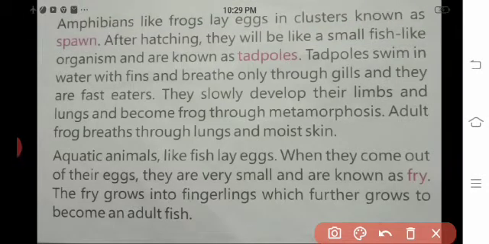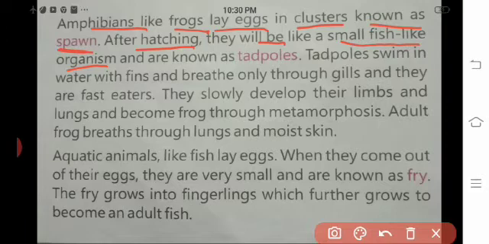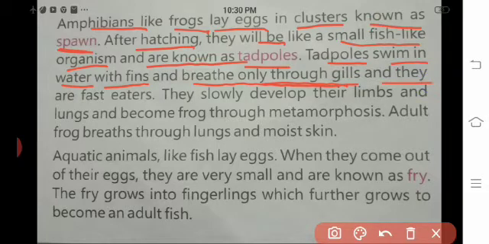Next, amphibians like frogs lay eggs in clusters known as spawn. After hatching, they look like a small fish-like organism and are known as tadpoles. Tadpoles swim in water like a fish, with fins, and breathe only through gills. And they are fast eaters.